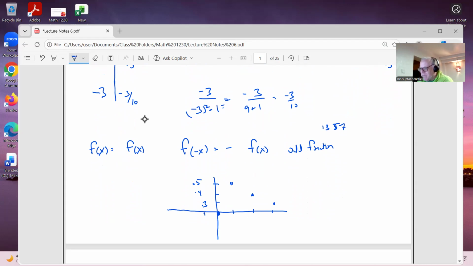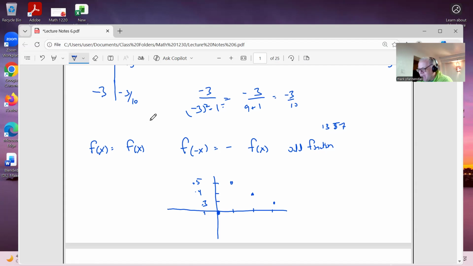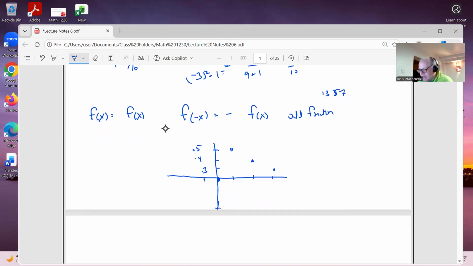At -1, we were at -half. This is -half down here. At -2, we were at negative 0.4. And at -3, we're at negative 0.3. So this graph looks like it comes up like this, comes down, and does this kind of a piece here. And that's what this graph looks like.